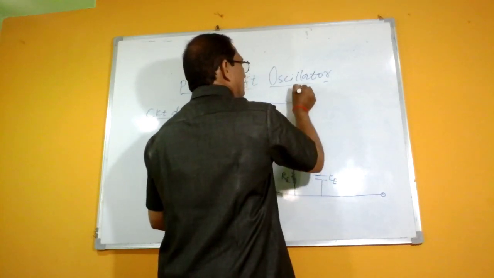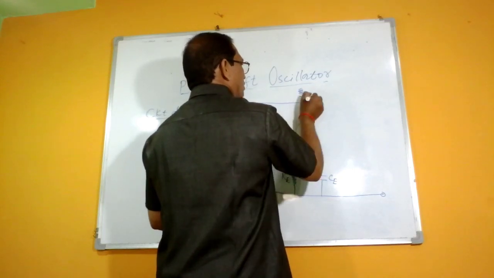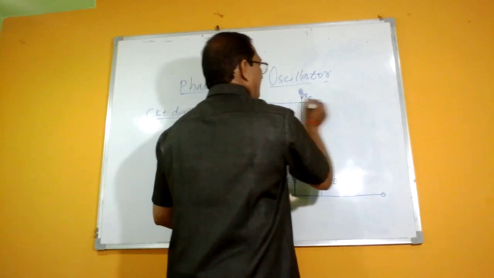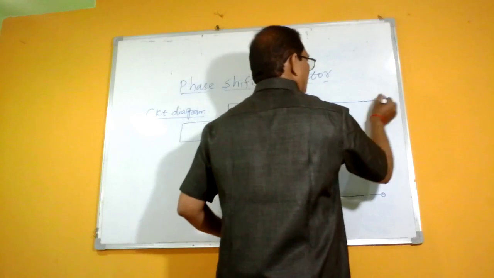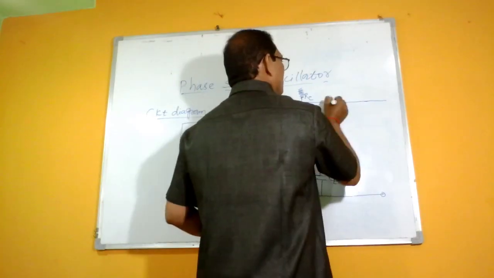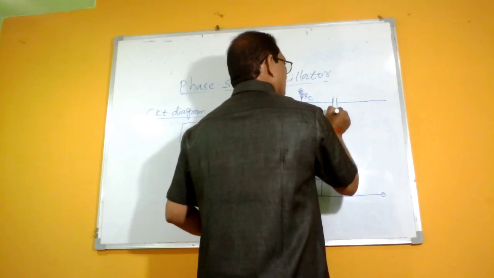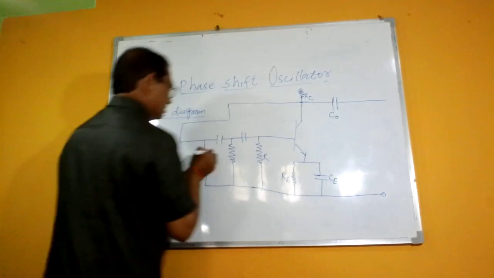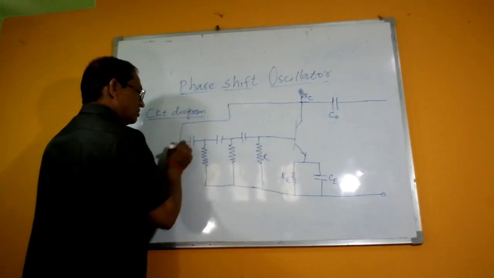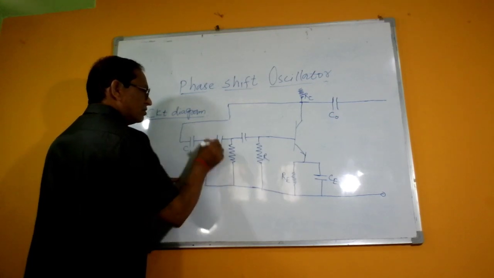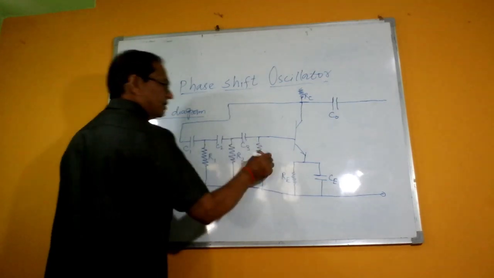So here we are using a resistance RC which controls the collector current, and then this has been given to the output. Here we are using one of the capacitors which decouples the DC, so we call this one the CO capacitor. One more capacitor is to be used here. This is C1, R1, C2, R2, C3 and R3.